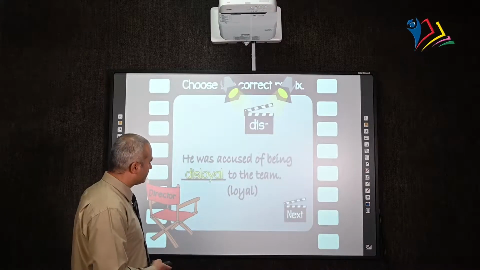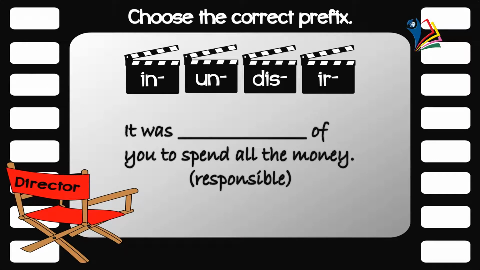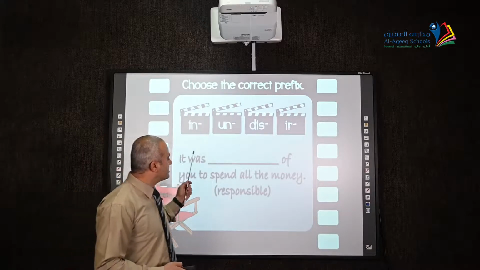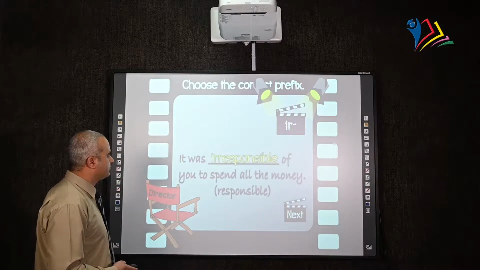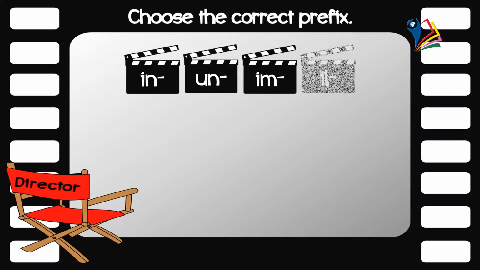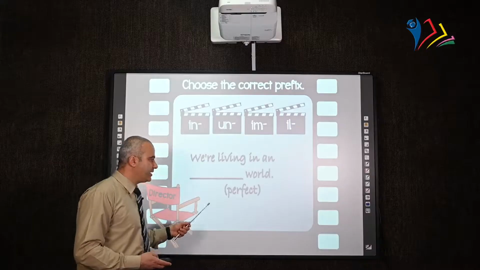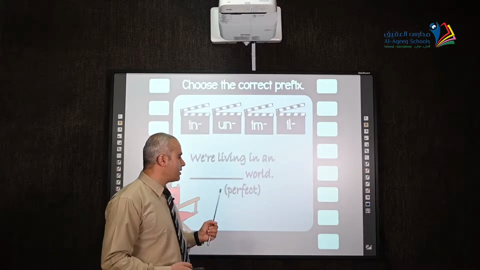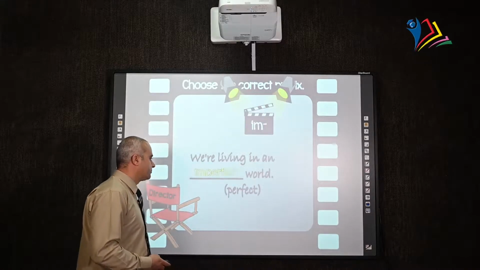Okay. And on this one: it was irresponsible of you to spend all the money. Responsible begins with the letter R. The word root here begins with the letter R, so we use irresponsible. Okay, and on im, il: we are living in an imperfect world. The word root here begins with the letter P, so we said that we use im with the word roots that begin with M or P. Imperfect. Okay.